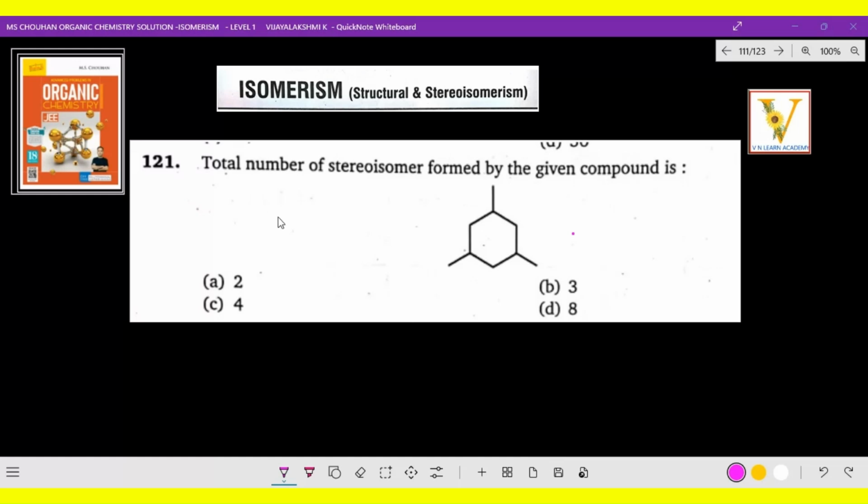Hello students, today we are going to see some more interesting and important questions from MS Chouhan sir's Organic Chemistry Level 1, questions 121 to 130. Come on, let us discuss the first question.